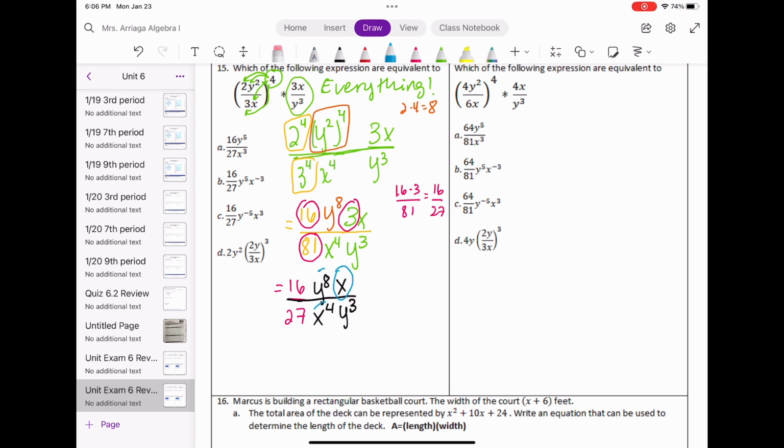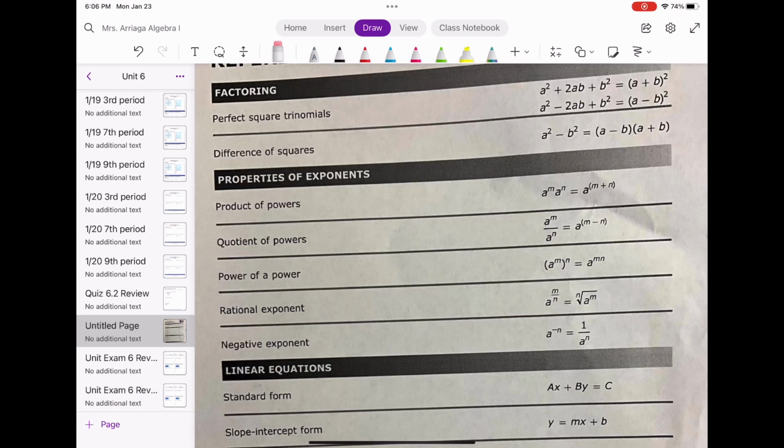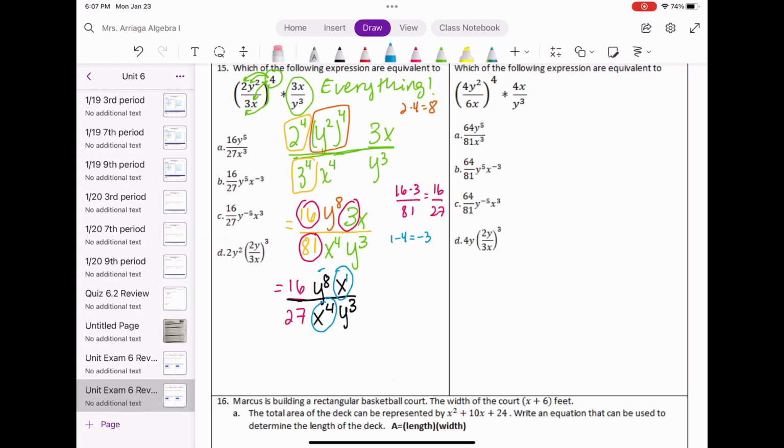Now we can start dividing the x's. So it's going to be x divided by x to the fourth. Whenever we divide exponents, that's the quotient of powers rule, which says whenever you're dividing, we keep the base, but we subtract the exponents. So that's going to be 1 minus 4, which is negative 3. So let's rewrite everything. We get 16 divided by 27. We keep the x and we write to the negative 3.